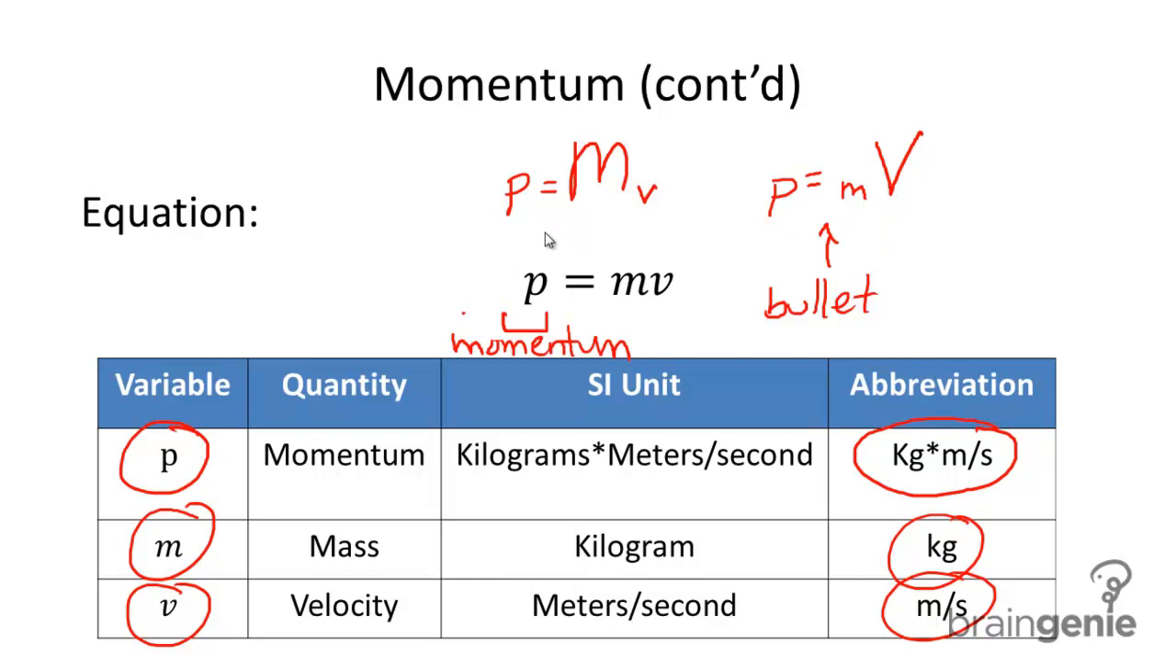On the other hand, a train might not be going that fast, but it has a tremendously large mass, which is why it would also have a large momentum. So those are two other examples of momentum.